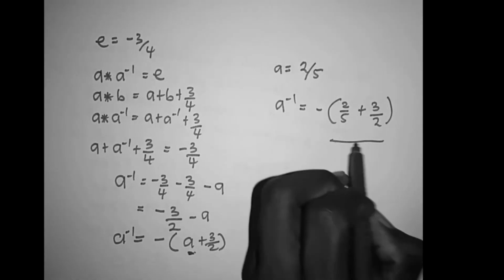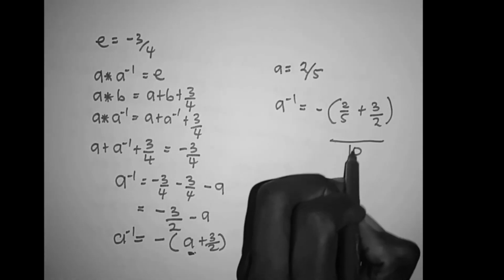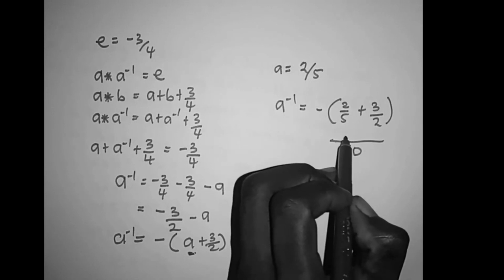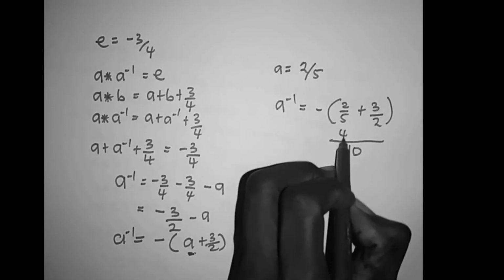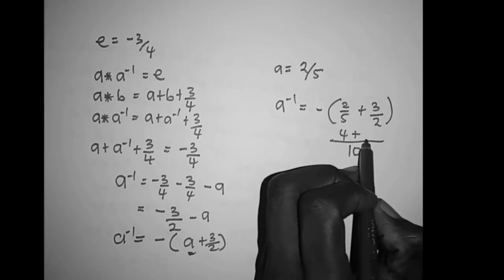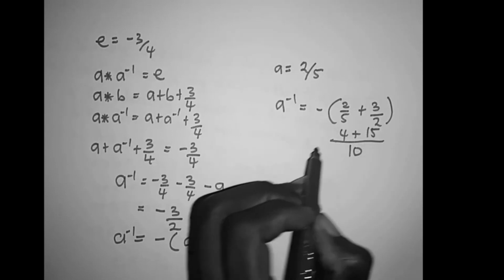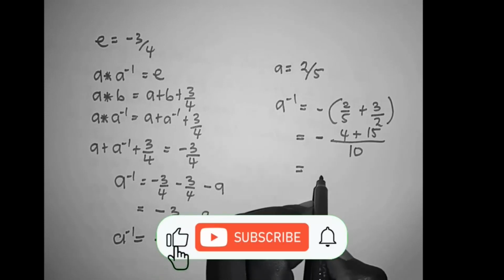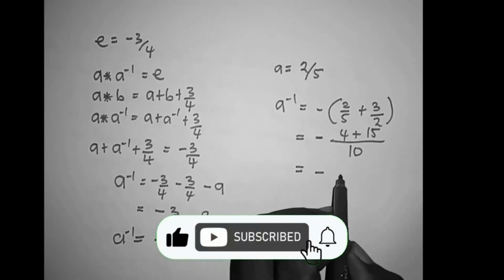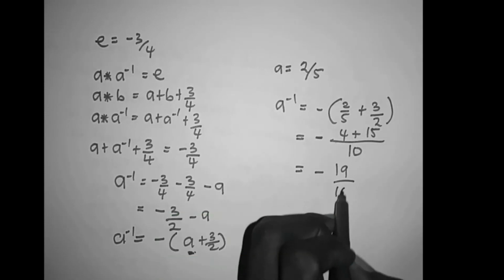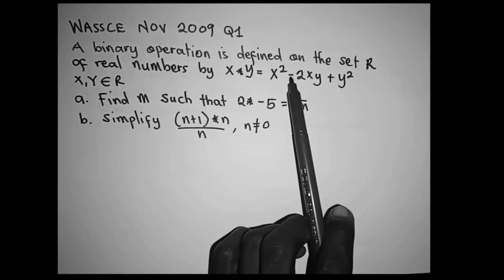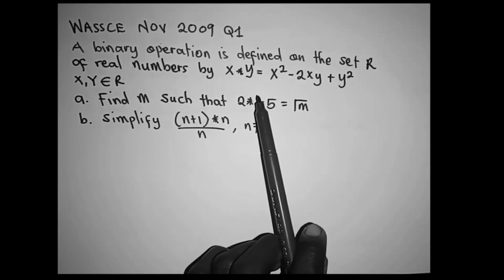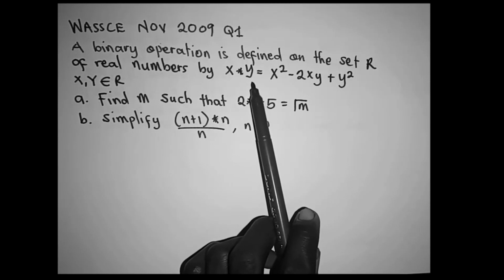So we can find the LCM, 10. 10 divided by 5 is 2. 2 times 2 is 4 plus, here's 5. 5 times 3 is 15. But there is a minus here. So this is equal to minus 4 plus 5, which is 19. 19 over 10.